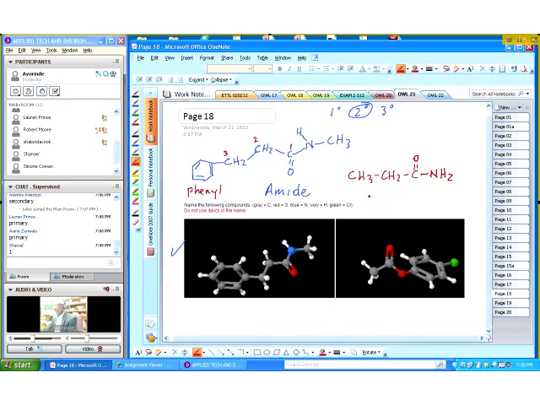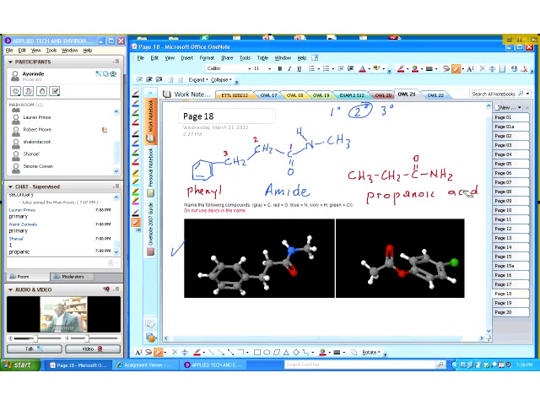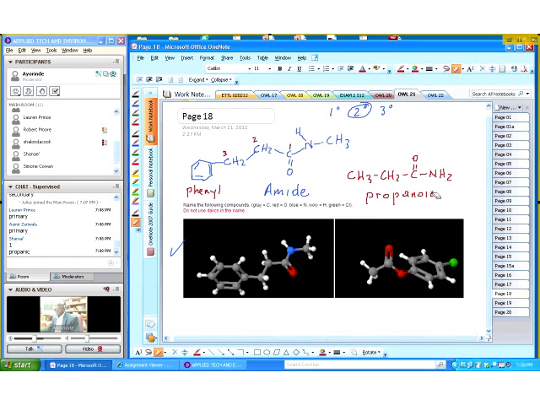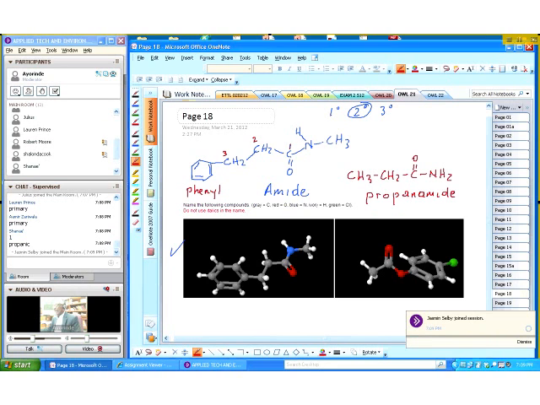Now, if we want to name this, of course, we want to name this based on the corresponding carboxylic acid. So the corresponding carboxylic acid name is propanoic acid. Okay, propanoic acid. And to name it as an amide, what do we do? We remove the word acid. Then we also remove the suffix OIC, the last 3 letters of the corresponding carboxylic acid name. We remove that, and then we replace it with the word amide. Now this becomes amide, one word. So this particular molecule becomes propane amide.